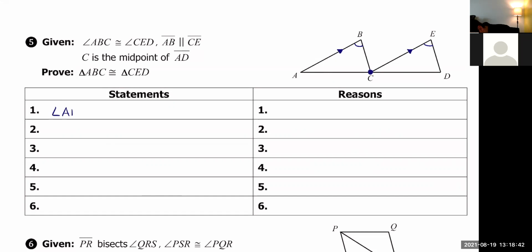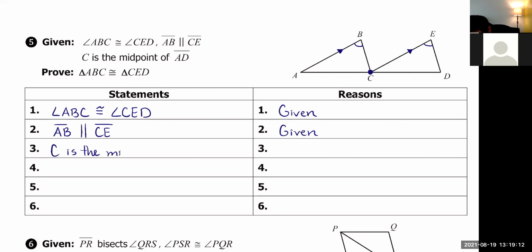So angle ABC is congruent to angle CED, which was given. AB is parallel to CE, which was given. And C is the midpoint of AD, which was given.